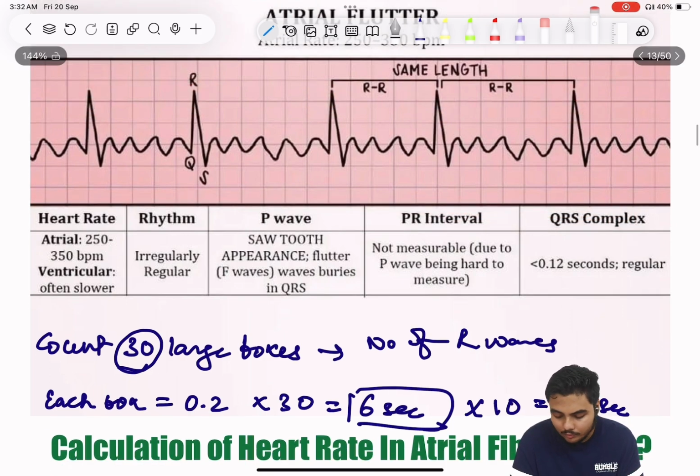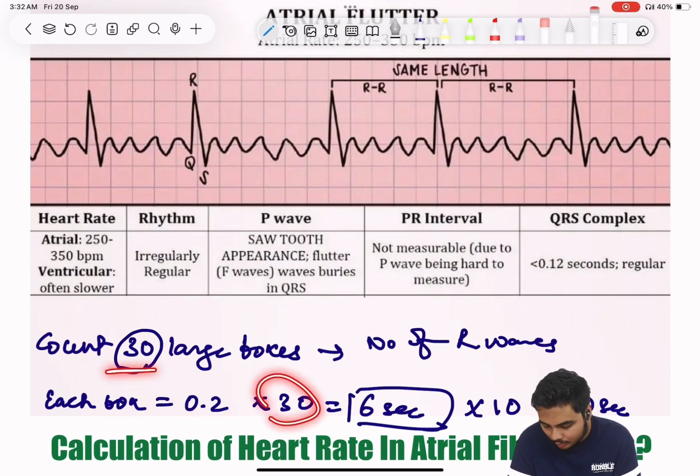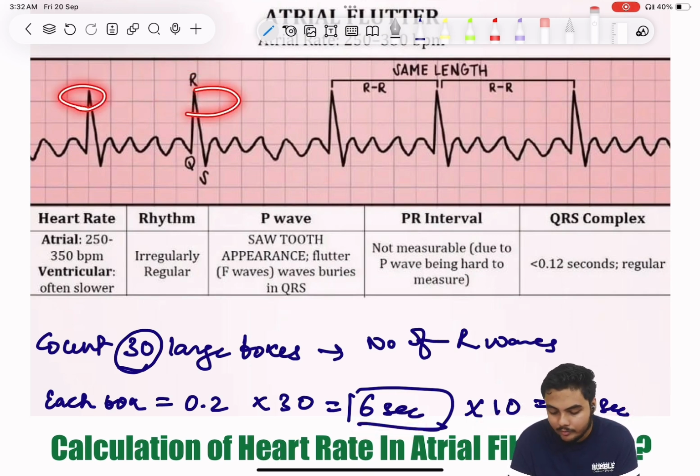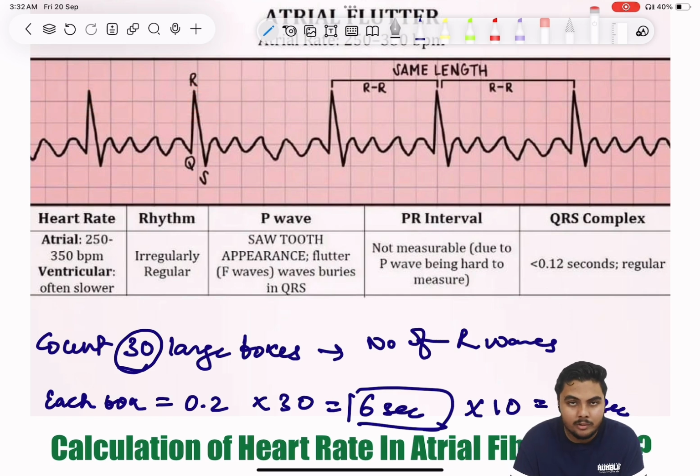So we know each large box corresponds to 0.2 seconds. So if we calculate 30 boxes, it will correspond to 6 seconds, right? So in 6 seconds, there are 5 R waves. If we multiply 6 by 10, we will get 60 seconds, that is 1 minute. So if we also multiply the 5 R waves by 10, we will get 50 beats per minute, that would be our heart rate, right?